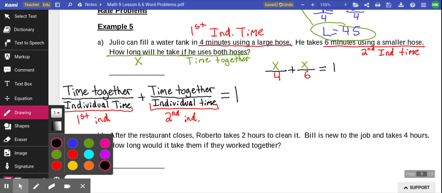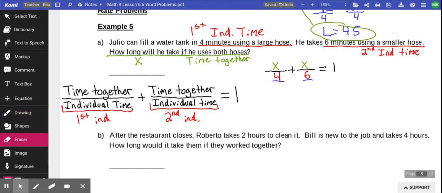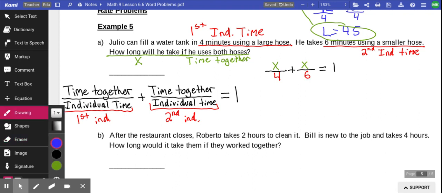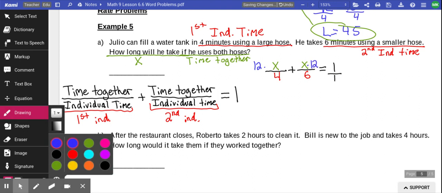This is a question that's very similar to something in 6.5, where we have multiple fractions. The way we get rid of fractions, if you don't remember, is we try to find a number that 4 and 6 could both divide into. Both of those numbers could divide into 12. So we're going to have to multiply everything by 12, including this 1 over 1 over here.